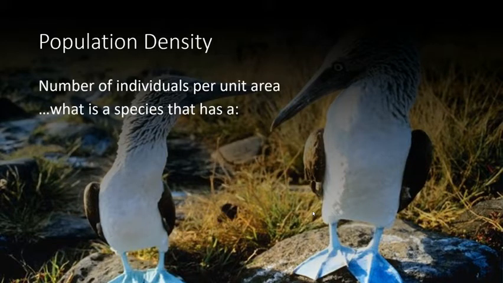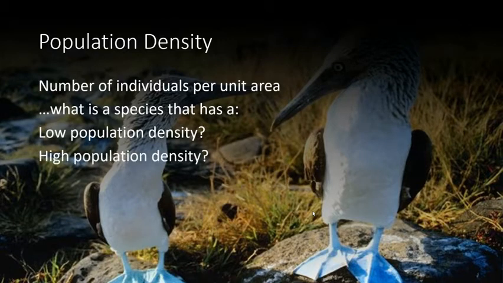Questions that you need to answer are, what is a species that has a low population density, right? What are species that stay far away from each other? And what is a species that has a high population density? You should have examples of both of these for yourself. It doesn't have to be the same one as anybody else, but for low population density, think of organisms that don't like to be near each other. High population density, either organisms that do like to be close to each other or are close because they have to be.